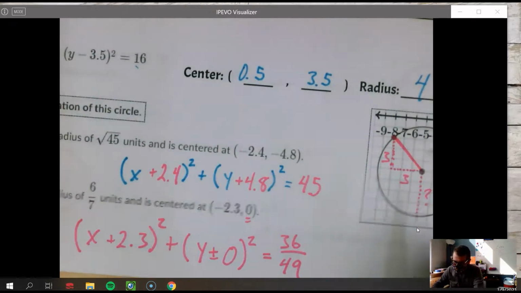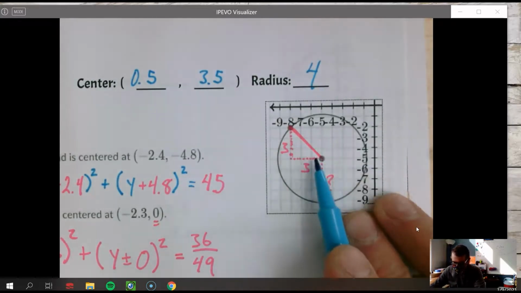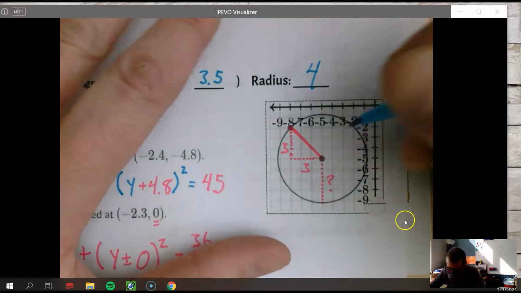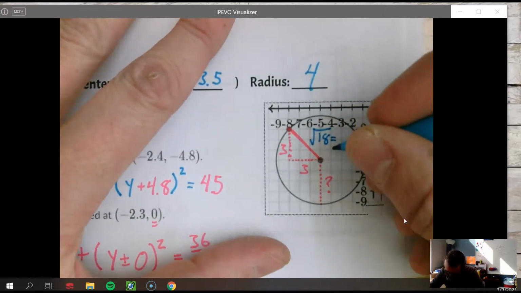L, coming to you for our last one on the back here. What is the radius in this situation? Square root of 18, which actually we can write in a little bit nicer simplified form.